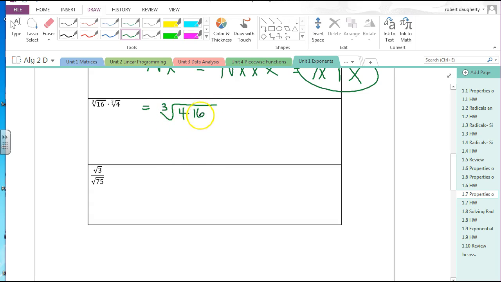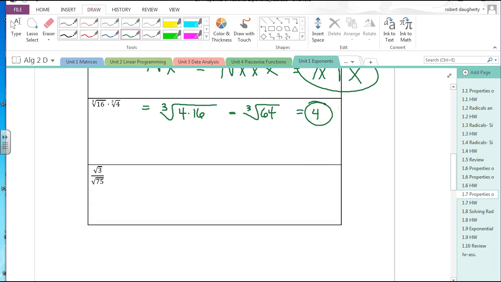4 times 16. What's 4 times 16? Yeah. So this is the cube root of 64. Do I know the cube root of 64? Yeah, that's 4 times 4 times 4. So this answer is just 4.